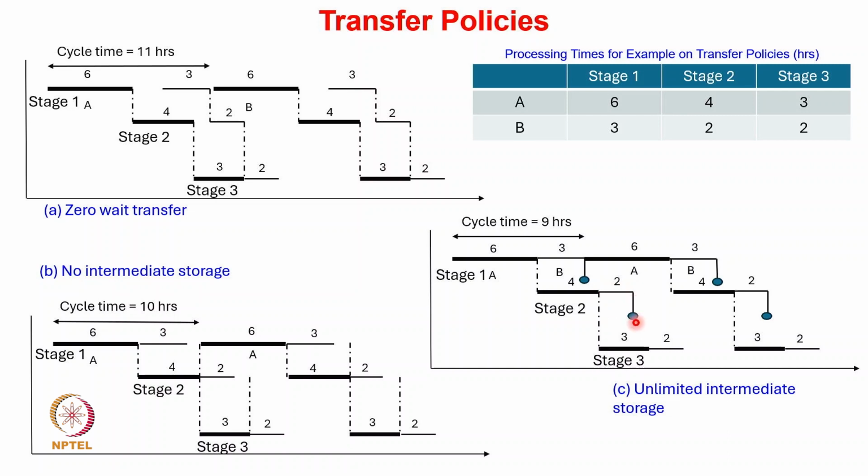Then again it will be shifted to another storage tank. It remains in the storage tank till my stage 3 becomes available, and once my stage 3 becomes available, it gets processed in stage 3, and that becomes the final product. So you can see that in this particular case my cycle time is further reduced to 9 hours, but in this case we additionally require these storage facilities. Intermediate unlimited storage facilities are required.